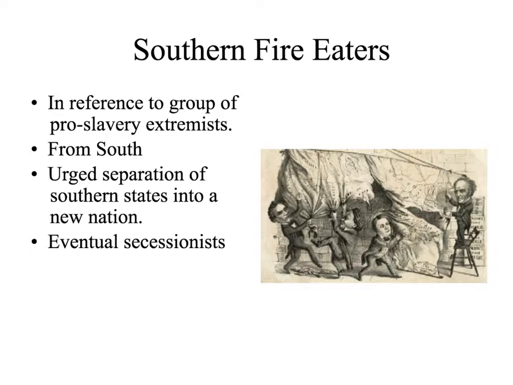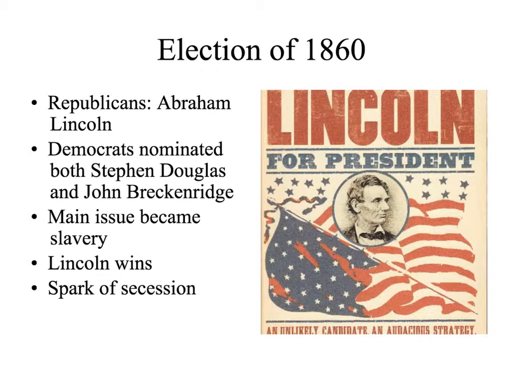A nickname emerges for Southern Democrats who were very much trying to rally the troops in terms of nullification and secession, and so they become known as the Southern Fire Eaters. So in reference to the group of pro-slavery extremists, right? So again, from the South, they eventually urge the separation of Southern states into a new nation, and again, they become the secessionists.